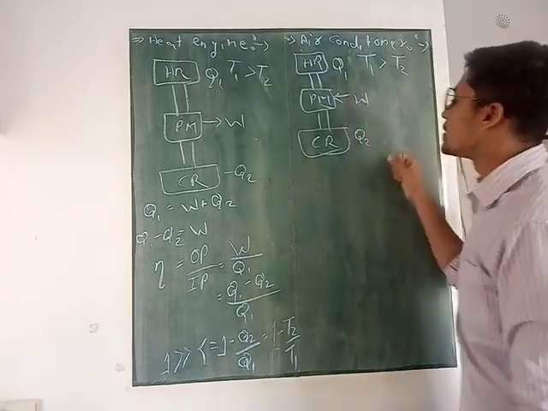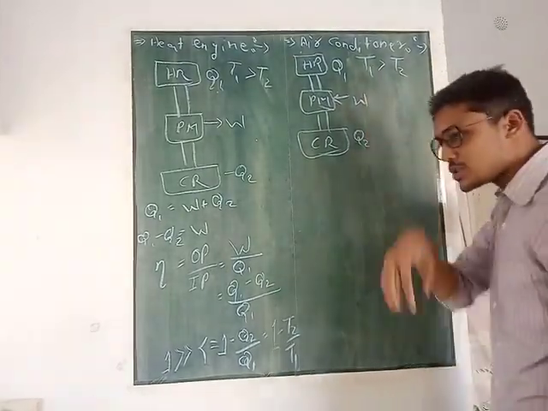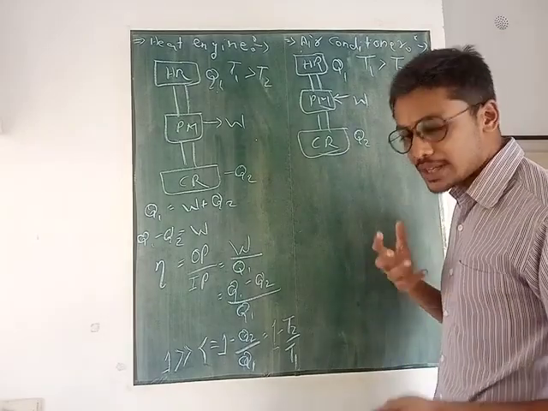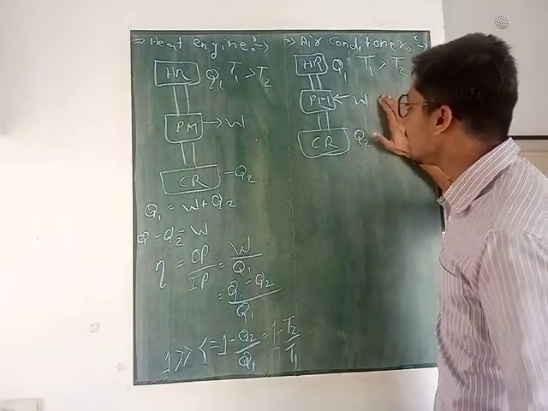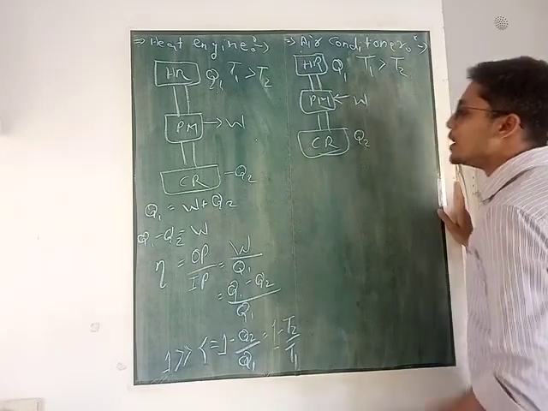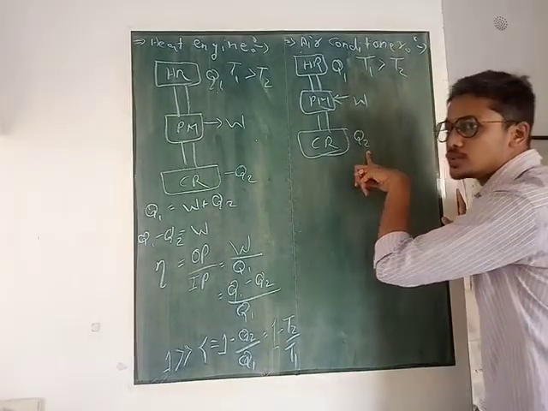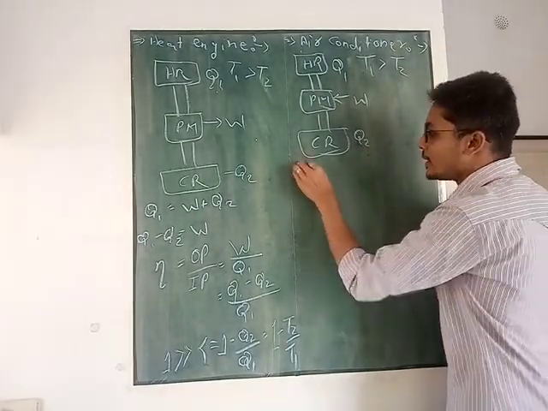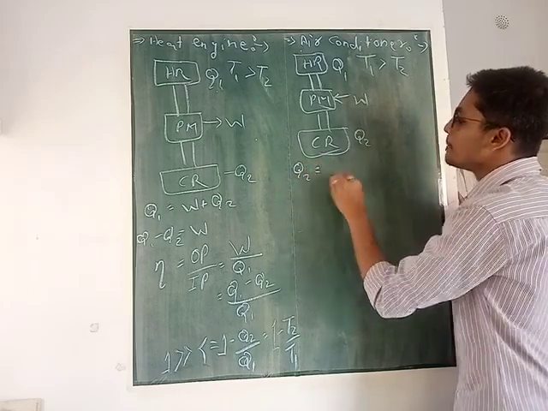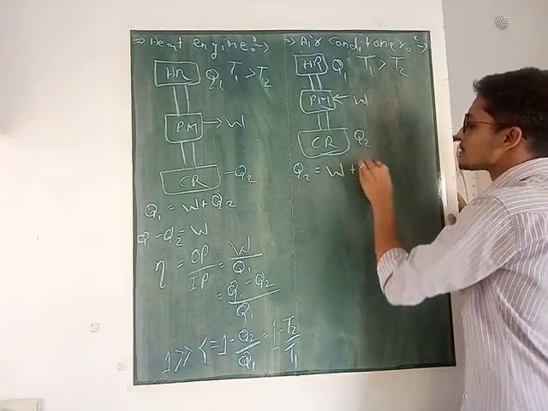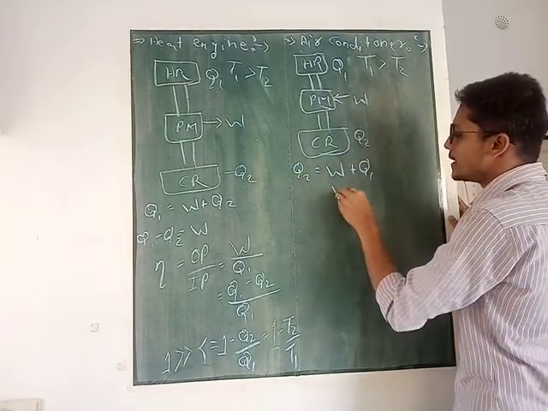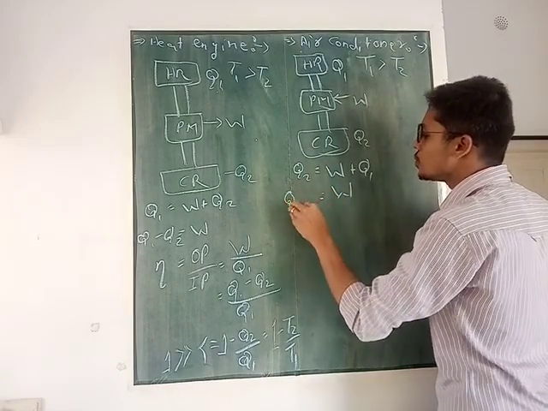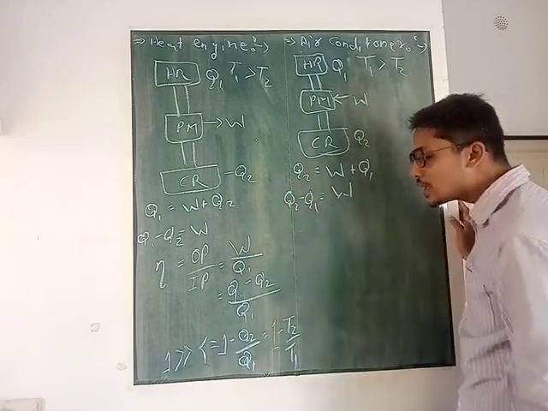So now the output will be Q2. You have to switch on the things, taking the work from motors. So you are inputting the work in the form of W. Now the output will be Q2. So Q2 must be the summation of W plus Q1. So you can write here W equals Q2 minus Q1.